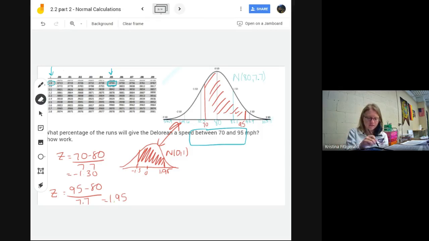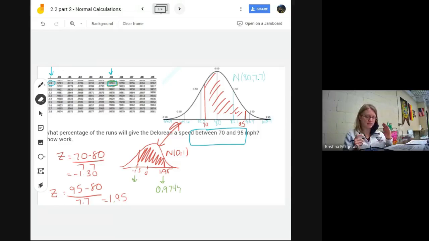So okay, let's take a look. I'm going to switch colors. We're going to find our areas for each of these z-scores. For this one, 1.95, I already have that one circled. I have 0.9744. And then for this one, I don't have the screenshot, but there are 2 sides to your table. So if you're not seeing negative numbers, flip over your paper.